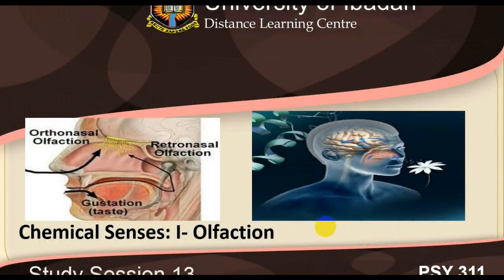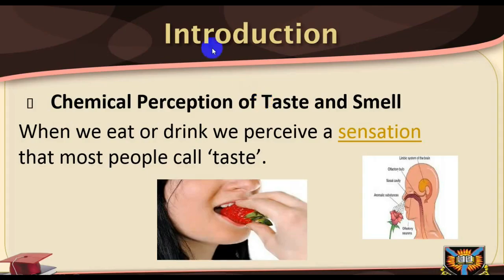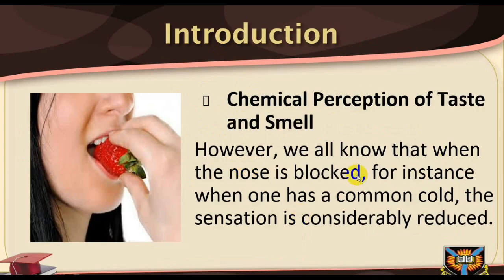Welcome to Psychology 311, Study Session 13, Chemical Senses. 1. Olfaction. Introduction. Chemical perception of taste and smell. When we eat or drink, we perceive a sensation that most people call taste. However, we all know that when the nose is blocked, for instance, when one has a common cold, the sensation is considerably reduced.